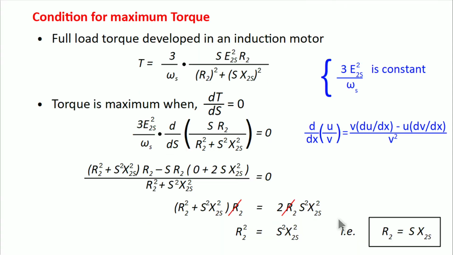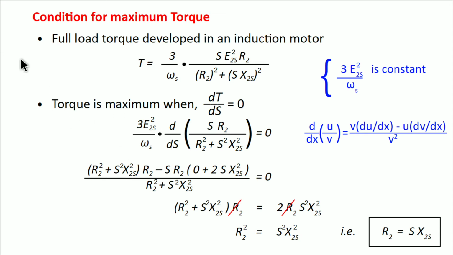Now let us see when this torque will be maximum. The full load torque equation as derived by us is T is equal to 3 over omega S, S E2S square R2 divided by R2 square plus (S X2S) whole square. Out of this, 3, omega S and E2S square are constant. Therefore, they may be taken out.